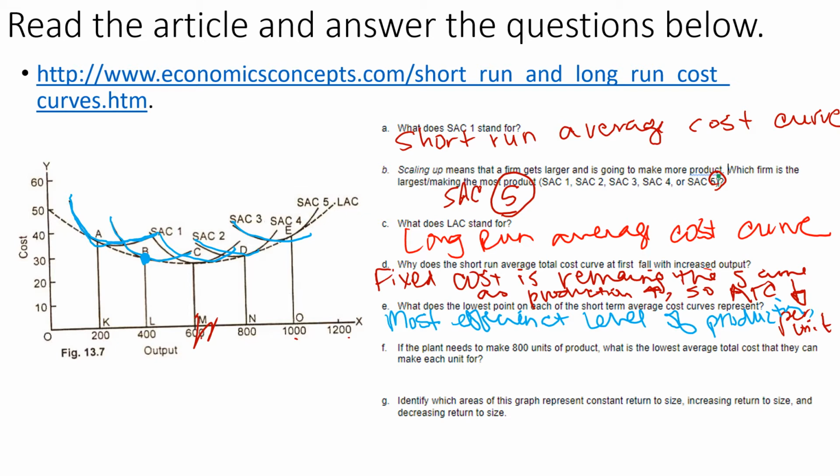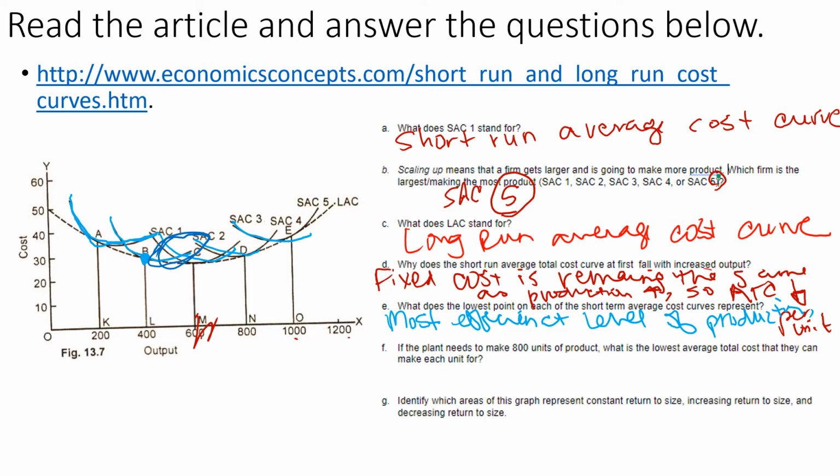So the article talks a little bit more about this, but basically the firm is fully utilizing the scale of operation. If we're talking about the cookie factory, we've used up all of the tables in that space. We've used up all of the electric mixers. We've used up all of the insurance and so on and so forth. And so it's the most efficient level of production. If we start making more cookies, we get less efficient. Okay, and that's why the cost curves start to increase.